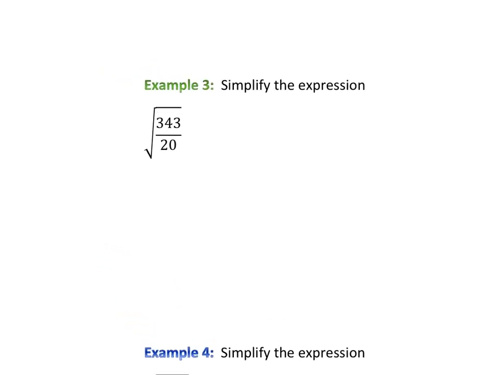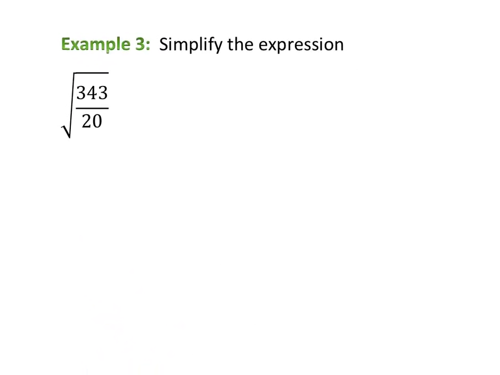So the next example is another one that starts off with the fraction around the whole thing. So I have to start by breaking it up. So the square root of 343 on top over the square root of 20. Could try to do the factor tree. 4 and 5. 2 and 2.